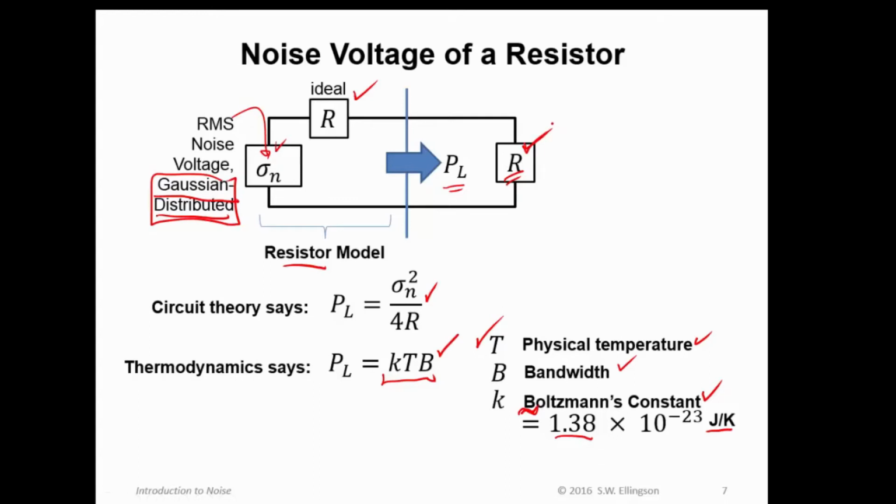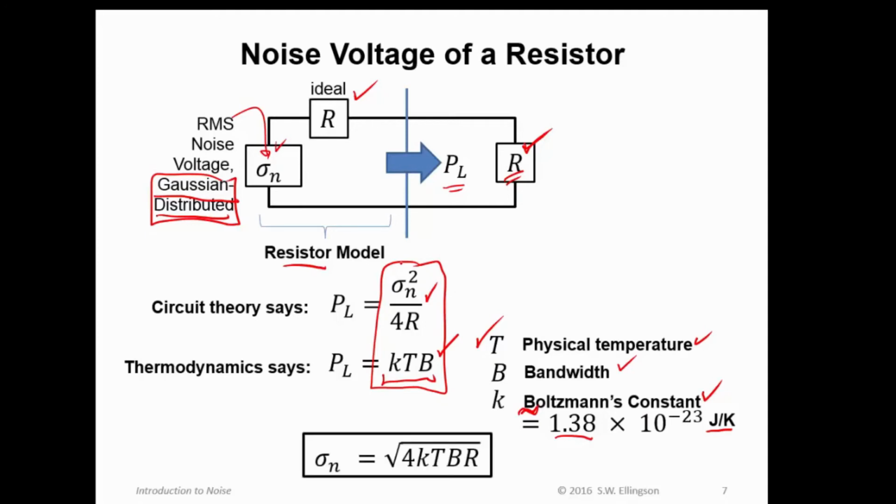So now we see how to make the connection. I simply have to equate these two things, and now I can see how noise voltage is related to physical temperature. When I do that, set these two things equal, and then solve for sigma sub n, which remember is the RMS noise voltage, then I find that the RMS noise voltage is the square root of 4 times Boltzmann's constant times the physical temperature times the bandwidth times the value of that resistor. So now I've got it. I've got the RMS noise voltage in terms of physical quantities, the physical temperature, the bandwidth that I want to consider, and the resistance.